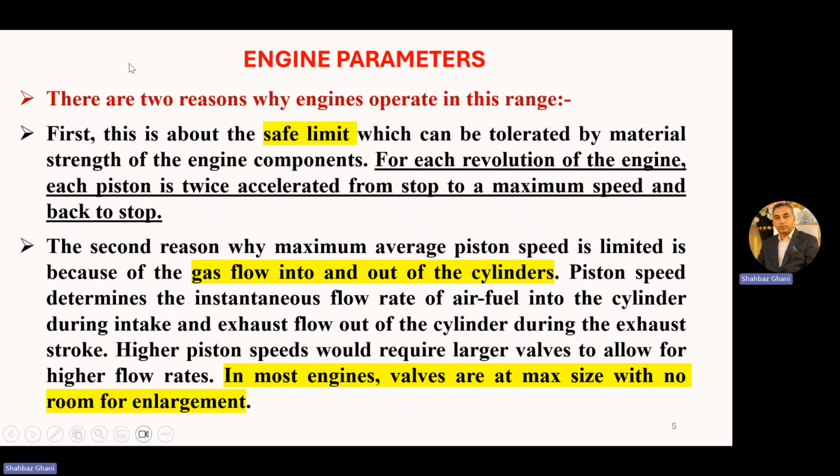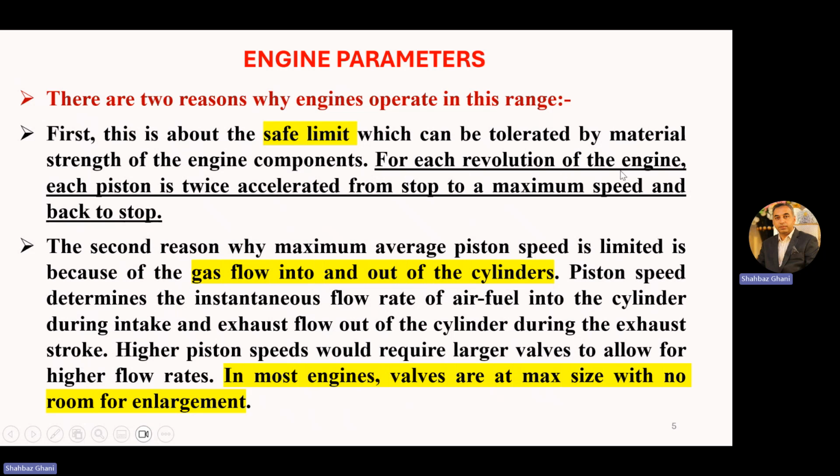Now, engine parameters, why? There are two reasons why engines operate in this range. What are those two reasons? First, this is about the safe limit, which can be tolerated by the material strength of the engine components. So we have to play in a safe limit of the material. So that's why the speed range is 5 to 15.